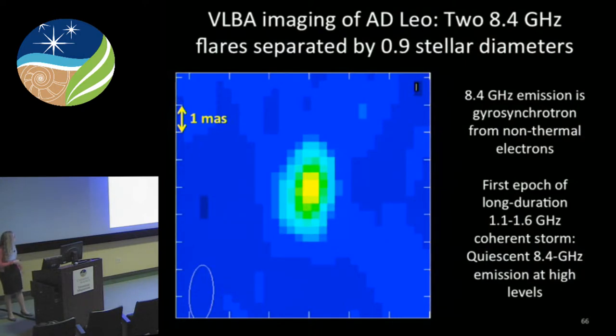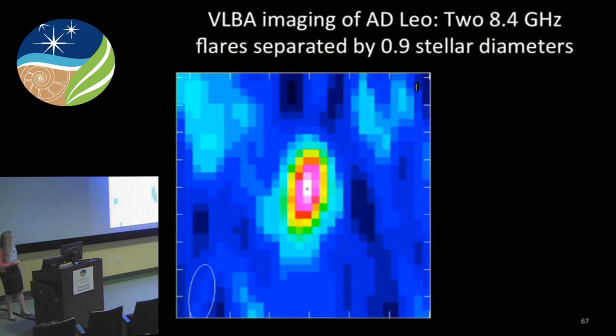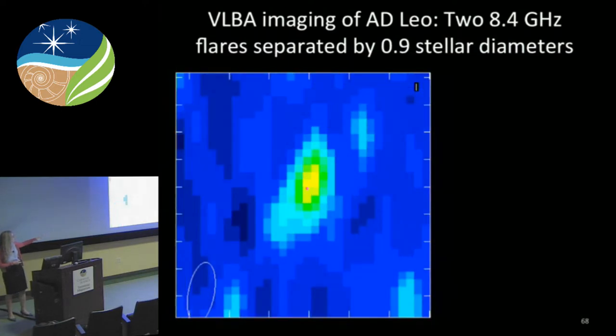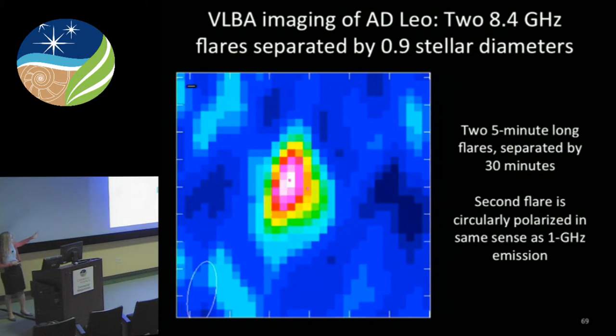We saw two likely gyrosynchrotron flares on this star, and the first was coincident with the quiescent emission from the star, and then the star goes back to low levels. But then a few minutes later, you see a burst that's offset by almost a full stellar diameter, 0.9 stellar diameters from the first flare. That was pretty exciting because that's the type of event that we would like to look for when we're looking for evidence of coronal mass ejections: an off-limb flare.